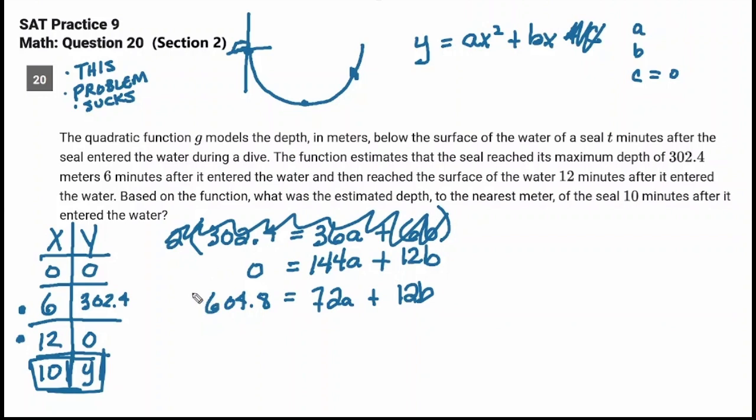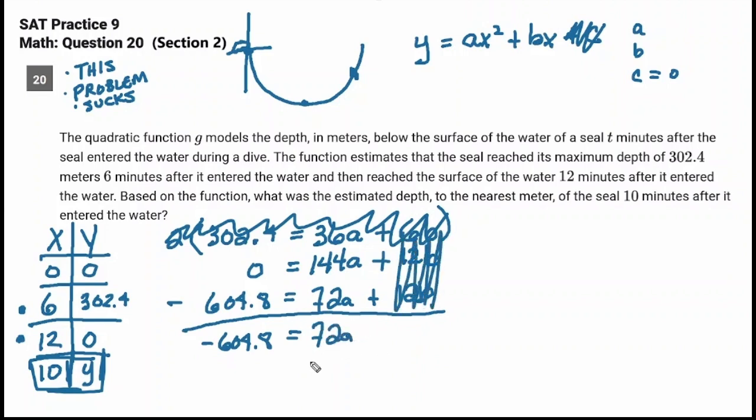That doesn't matter anymore, and I can subtract. So when I subtract, 0 minus 604.8, negative 604.8, 144 minus 72, 72a, and then the 12b's go away. Anybody can do this, especially with a calculator. I'm going to do 604.8 divided by 72. Remember that I got a negative, and a is negative 8.4. Now, got to figure out what b is.